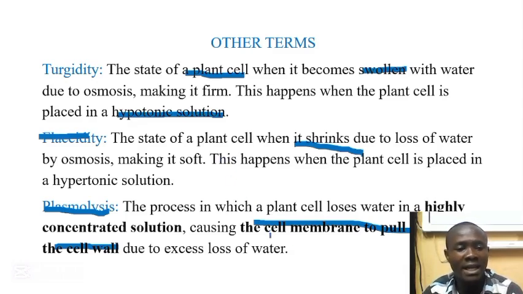But in the case of plasmolysis, what will happen? The cell wall pulls away from the cell membrane, or we can say the cell membrane pulls away from the cell wall.